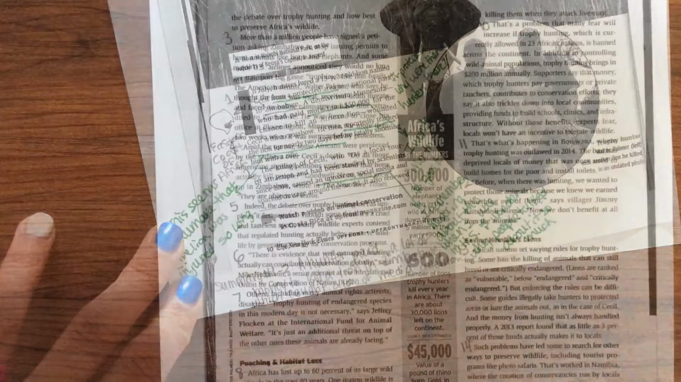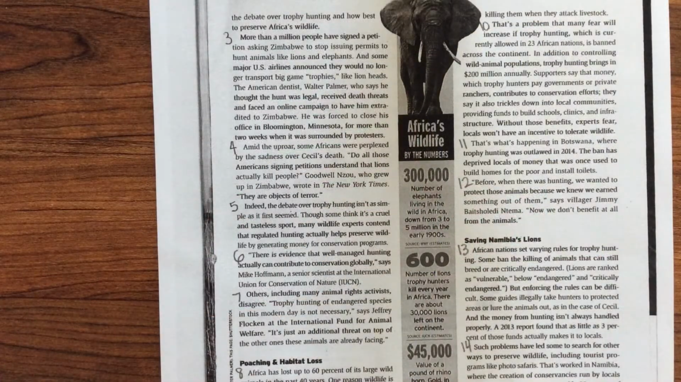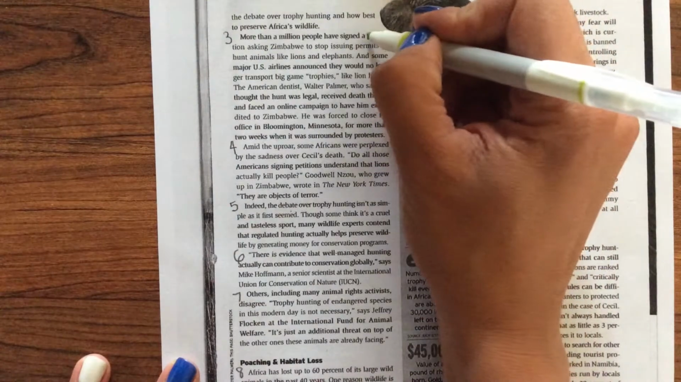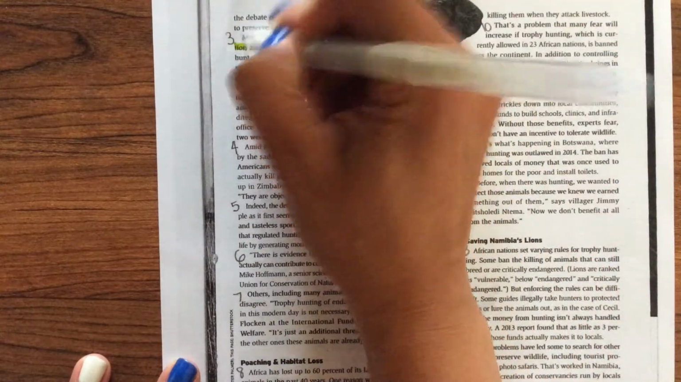I'm going to go through and continue annotating paragraphs 3 through 7 and thinking out loud, showing or modeling to you some of the annotations that I would do. So this one here says more than 1 million people have signed a petition asking Zimbabwe to stop issuing permits to hunt animals like lions and elephants. So already as I am looking through this, I may not know what the word petition means, and so I am going to highlight it.